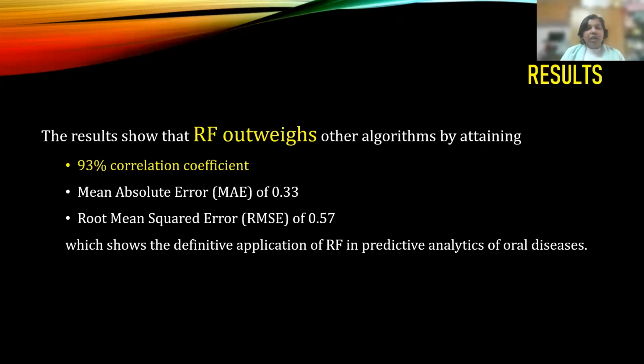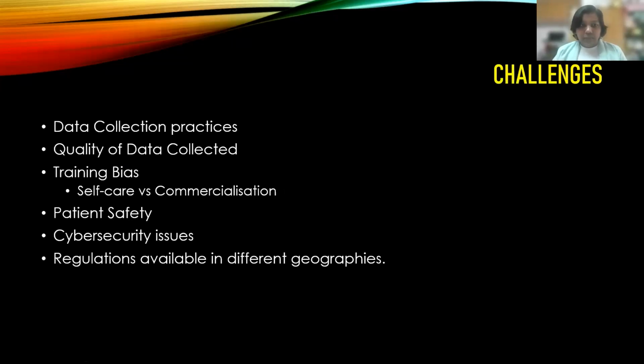Yeah, so this is the result of the research work: a 93% correlation coefficient for random forest, a mean absolute error of 0.3, and a root mean squared error of 0.57, which shows the definitive application of a random forest in predictive analytics of various oral health diseases.